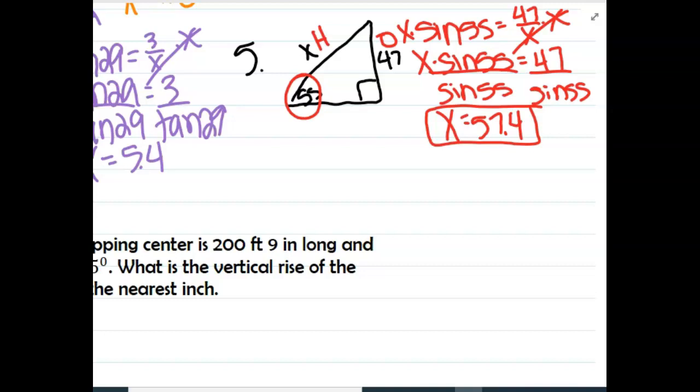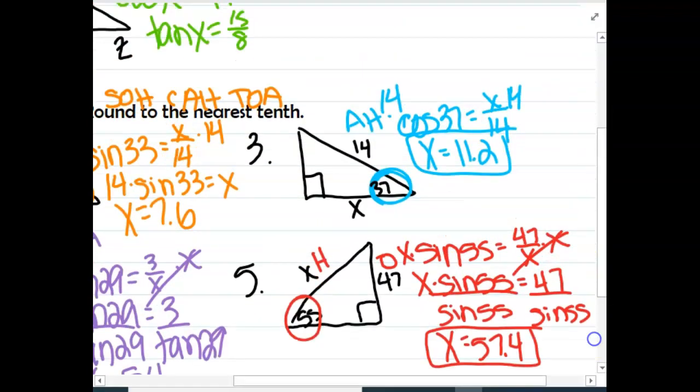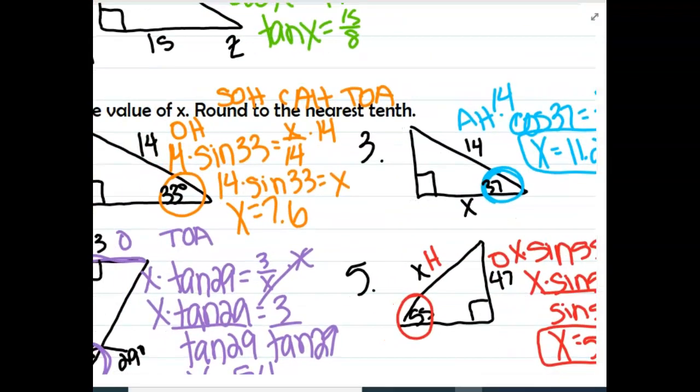Okay, you guys have questions so far? Got one more. Got it, yes. So when you're putting the sides in the ratio, it's opposite over hypotenuse. Adjacent over hypotenuse, opposite over adjacent. Yeah.